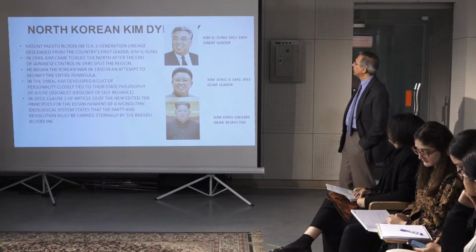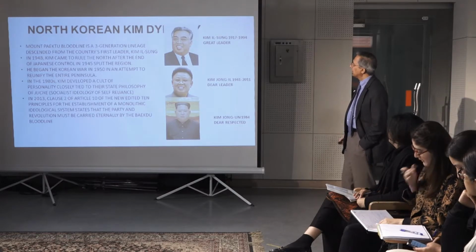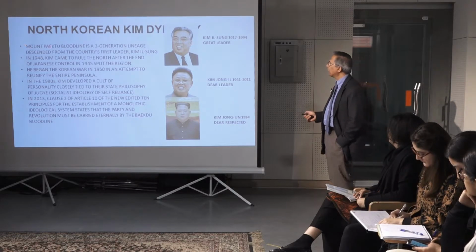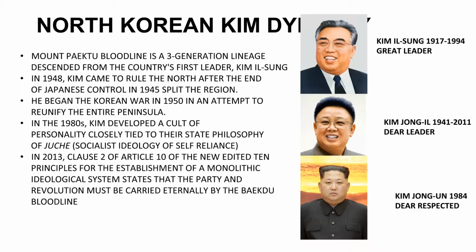So, something about the North Korean Kim dynasty. It's called the Mount Paektu bloodline, a three-generation lineage descending from the country's first leader, Kim Il-sung. So this is the first leader, Kim Il-sung, 1917 to 1994. He was also, or is still, referred to as the Great Leader. So they believe in personality cults, the North Koreans. Their leadership revolves around personality cults, and this is the Kim dynasty or the Mount Paektu bloodline.